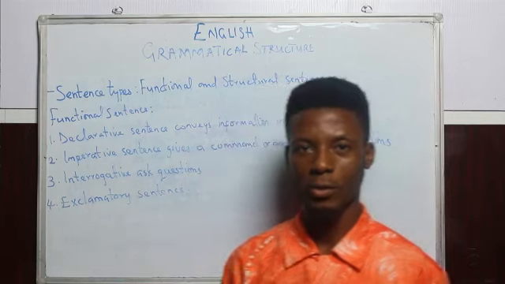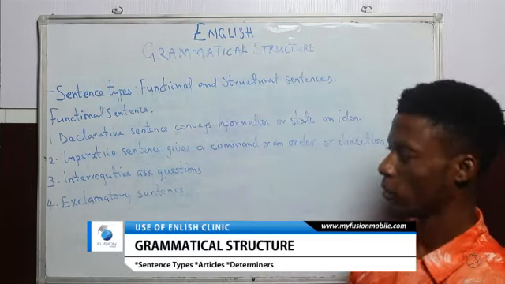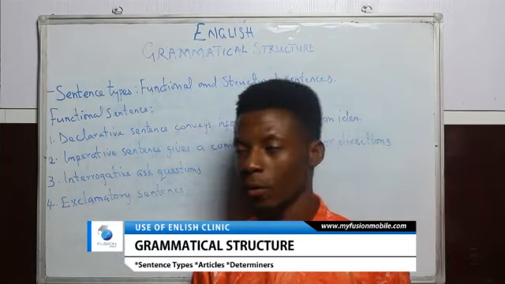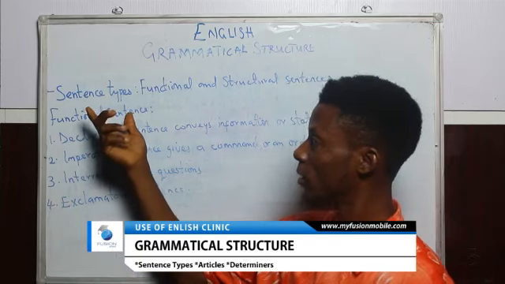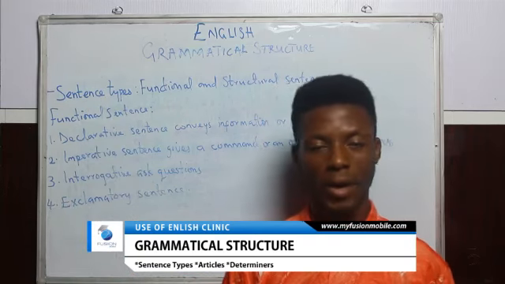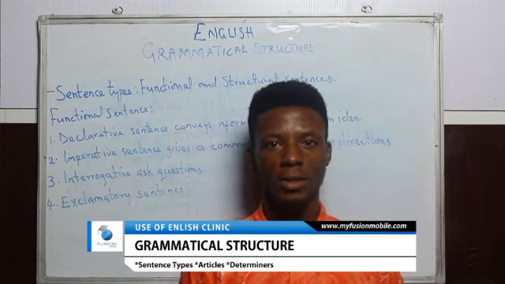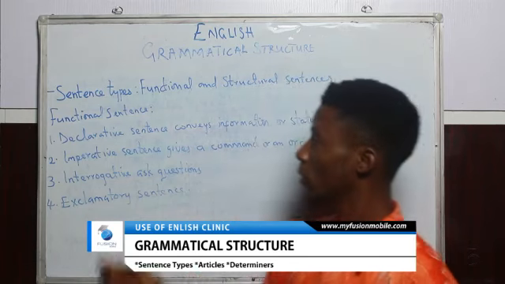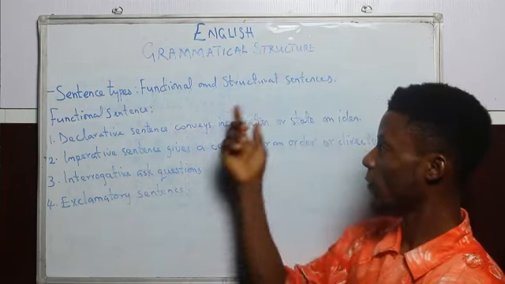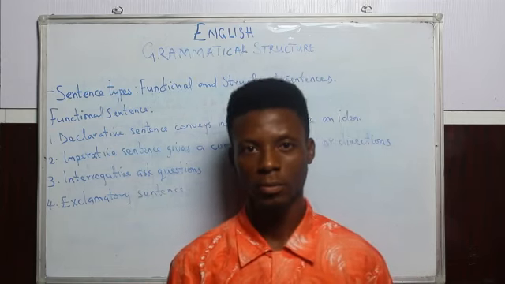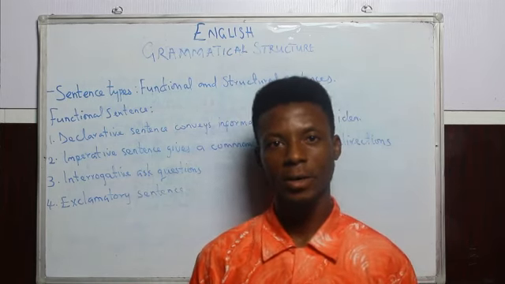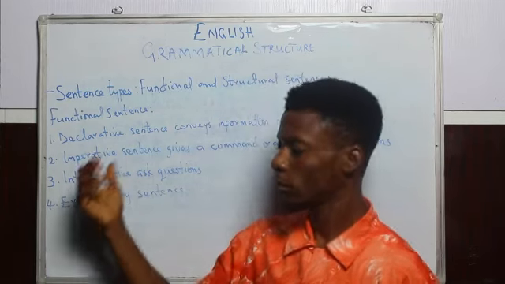Today we are going to be treating grammatical structure. In grammatical structure, we are going to be taking a look at sentence types. We have two major types of sentence. We have the functional type of sentence and we have the structural type of sentence. Let us now quickly go into the functional sentence.